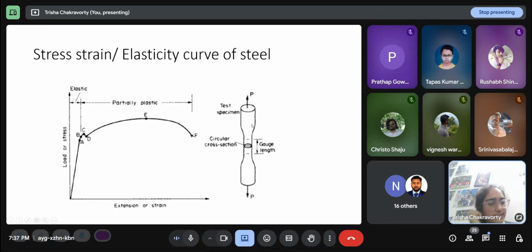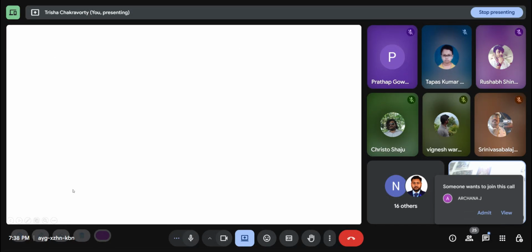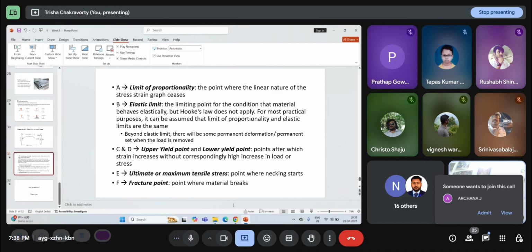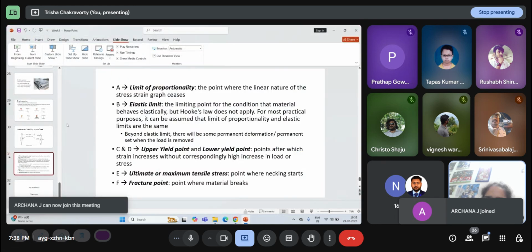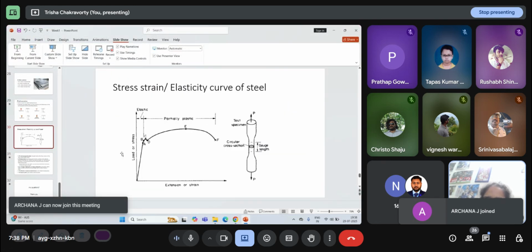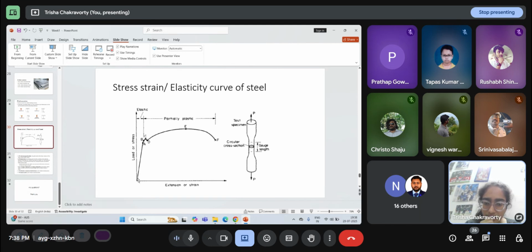Suppose I have a cylindrical section and I'm applying a force P and I'm gradually increasing the P. So the stress increases and I'm measuring the strain using some device, a strain gauge or something. Then I plot this graph. For steel, I'm going to get a graph like this, and these points are all important. All of these points A, B, C, D, E, and F are important. So look at the graph so far. Up to A is a straight line.